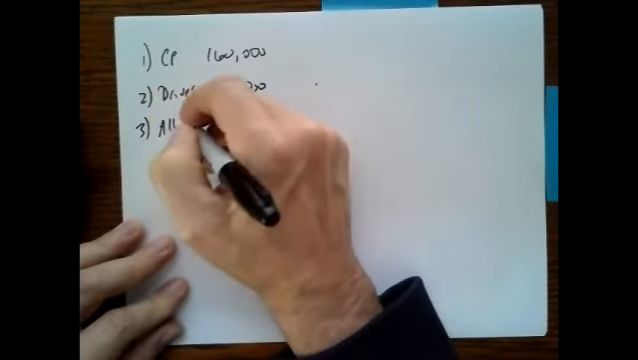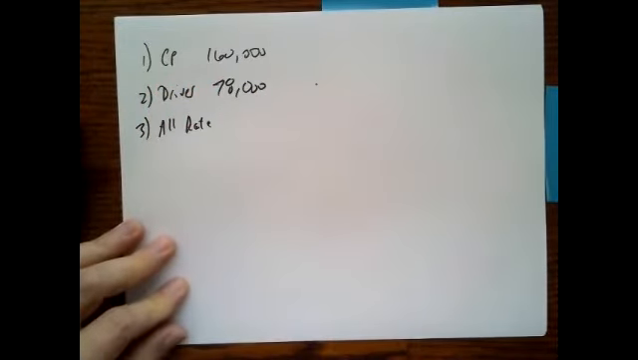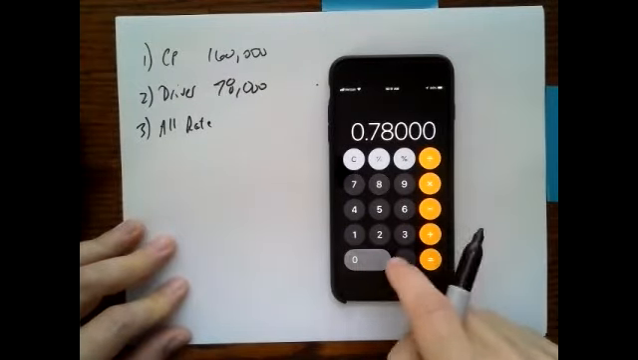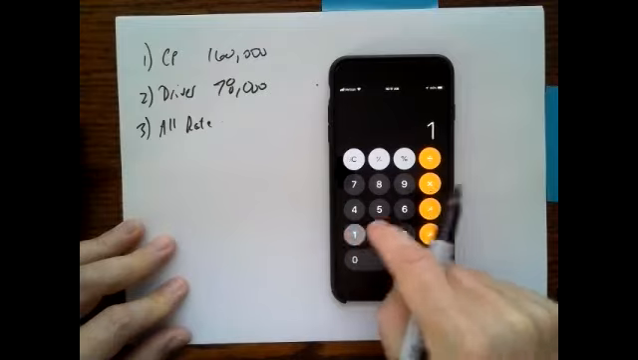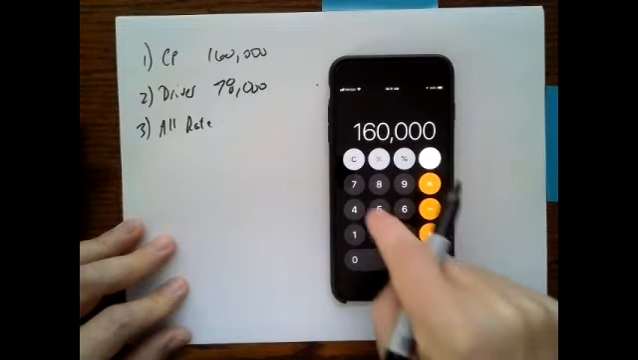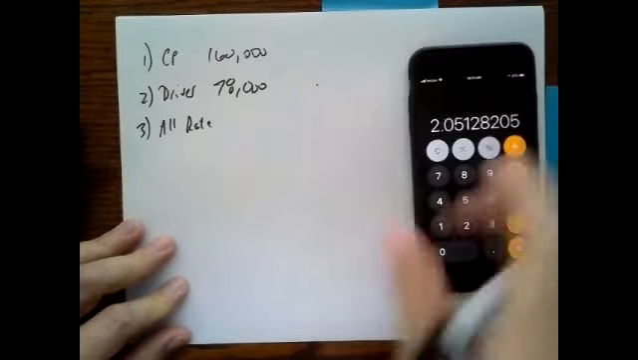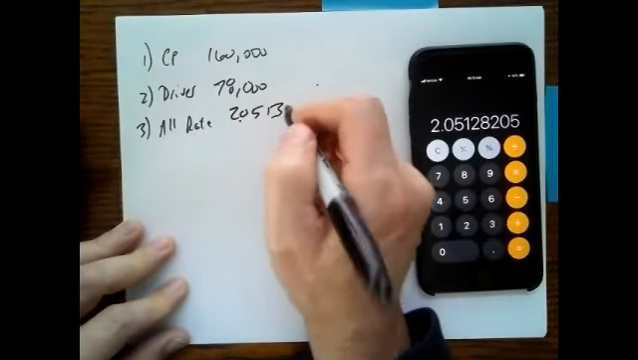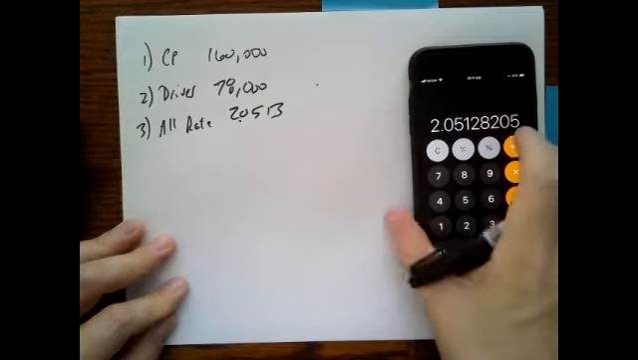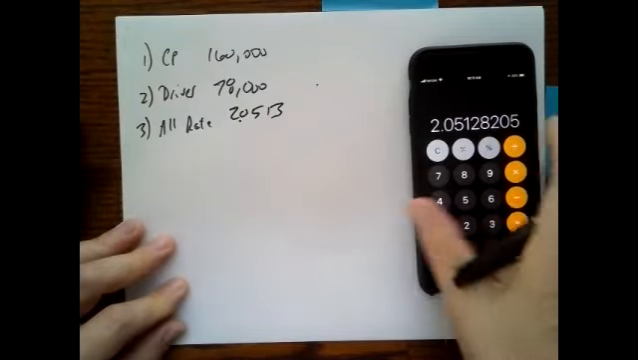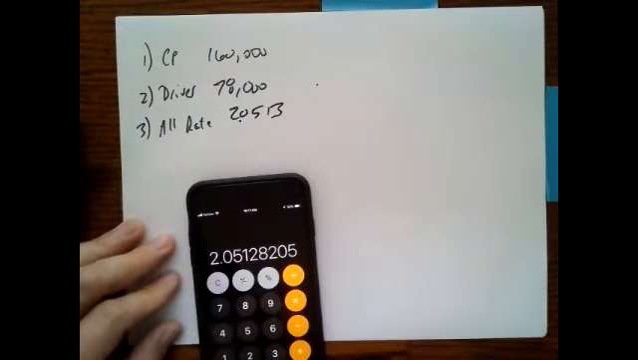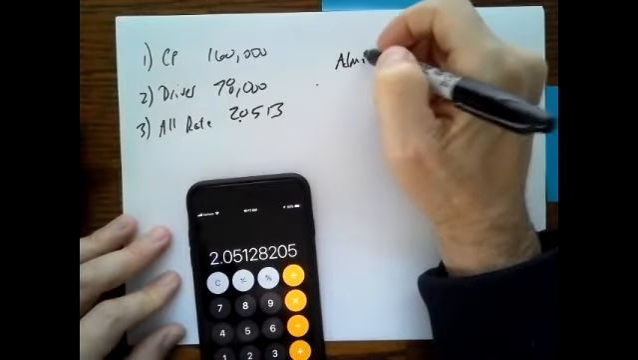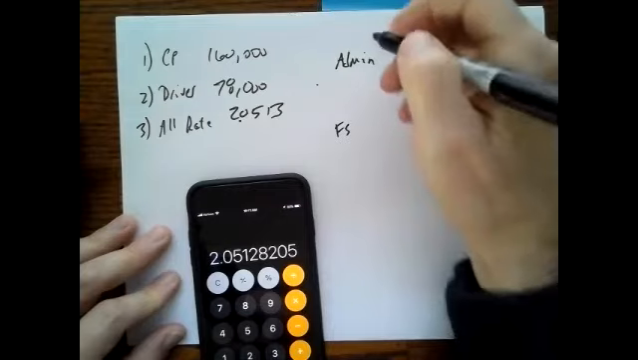Now, allocation rate, let's do the same thing. It's 160,000 cost pool divided by 78,000. 160 divided by 78 is 2.0513. Because this is a small number and it's going to be multiplied by a big number, I'm going to try to carry as many decimals as I can. Okay, so now housekeeping is going to allocate to admin and financial services, right?